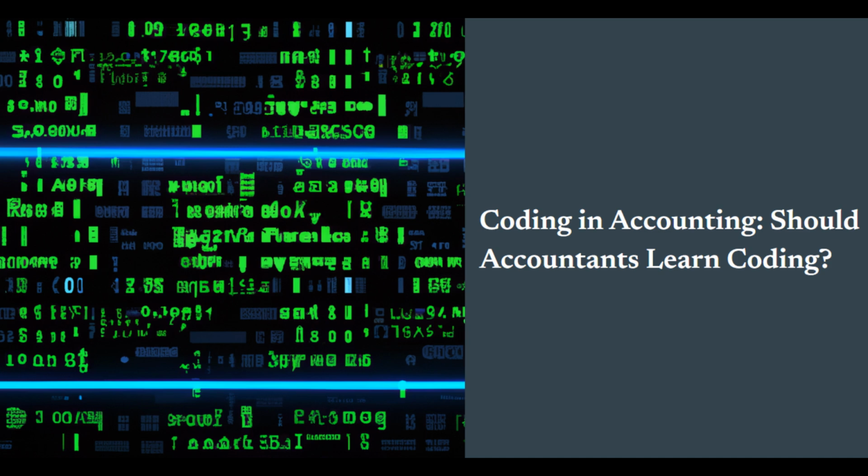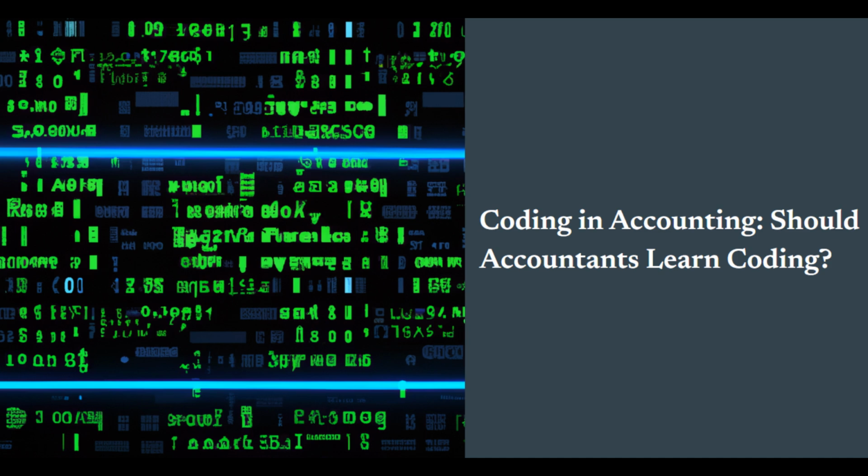Let's talk about some programming languages that are particularly beneficial for accountants. You've probably heard of DAX, SQL, Python, and Excel VBA. Each of these languages serves a unique purpose. DAX, for instance, is fantastic for creating custom calculations in tools like Power BI and Excel. It's becoming increasingly popular in the realm of data analysis, allowing accountants to derive deeper insights from financial data. If you want to make informed decisions quickly, DAX is your friend.